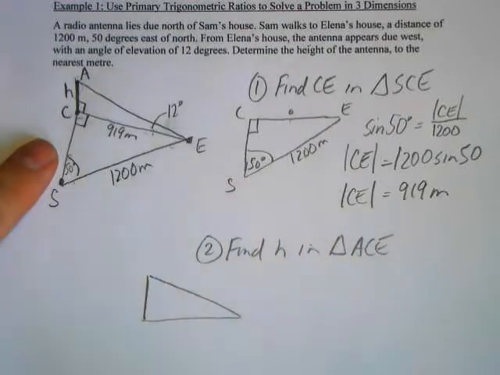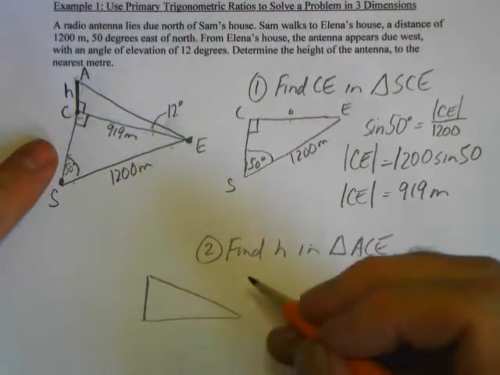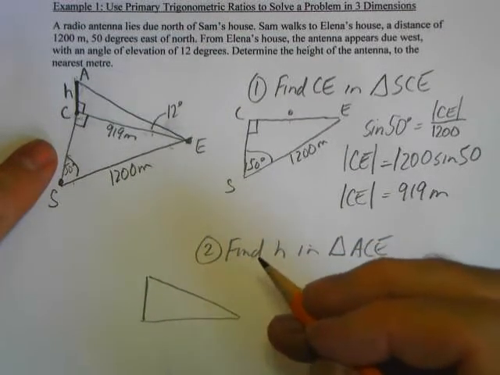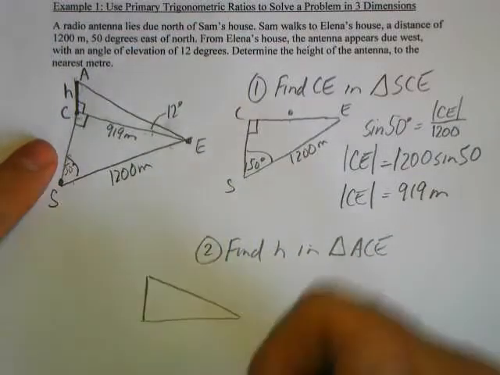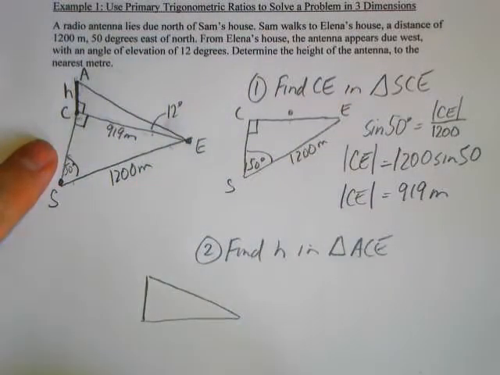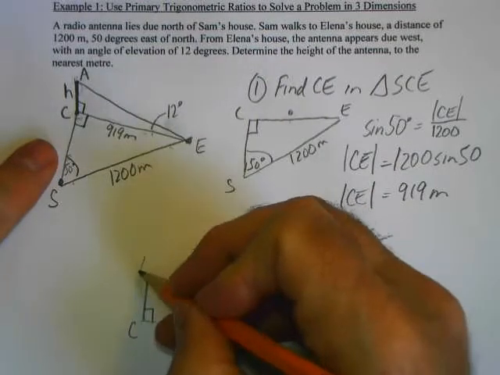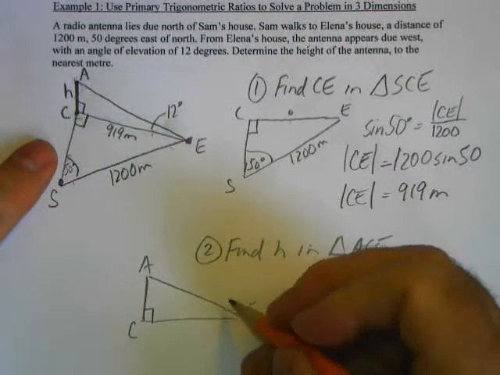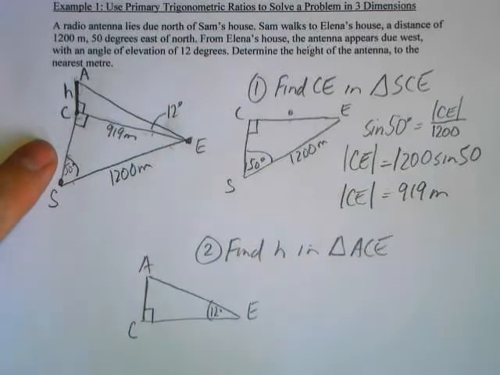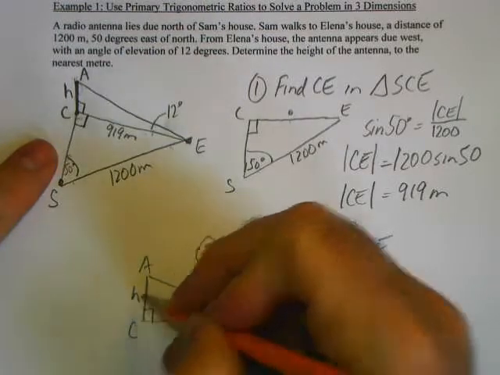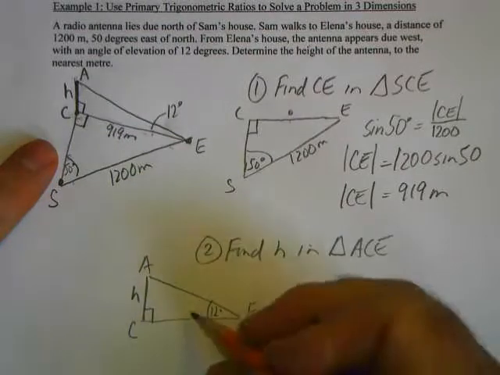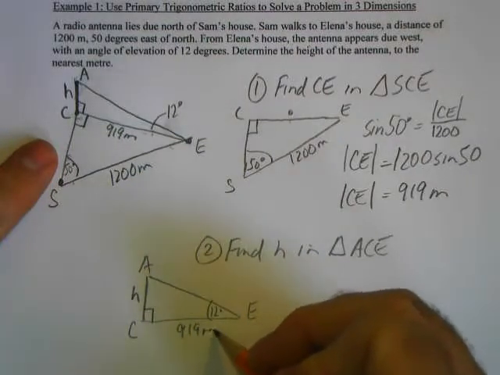It helps to redraw these just because it takes it from 3-dimensional to 2 dimensions, and also takes away the extraneous information that you're not going to be needing. So here we've got C, A, and E. That's 12 degrees here. That's H I'm trying to find, and then the side we just got is 919 meters.